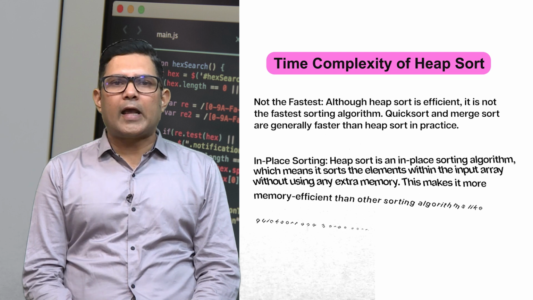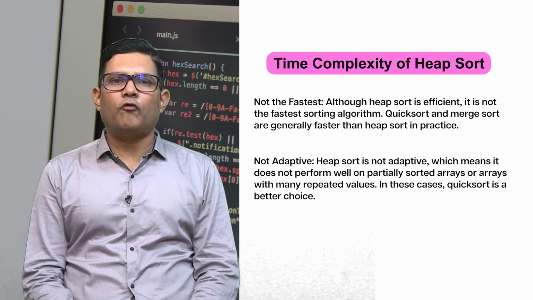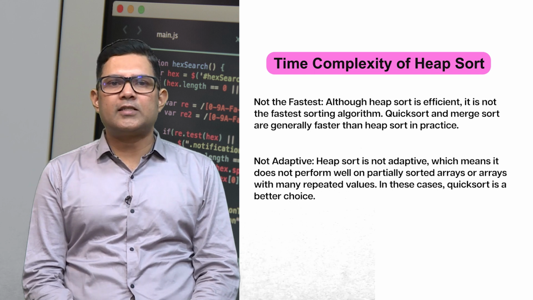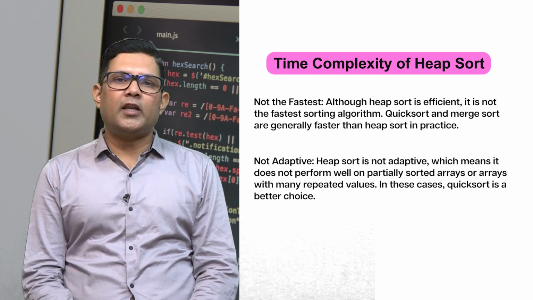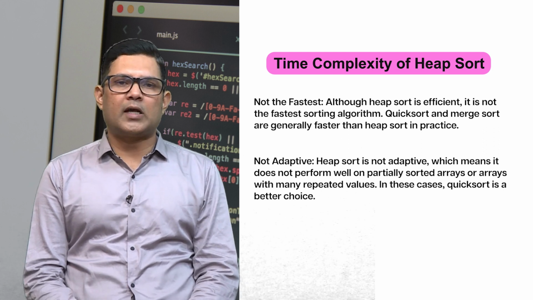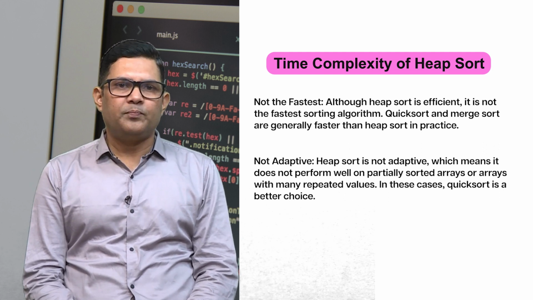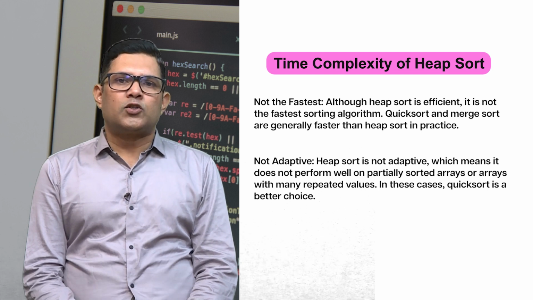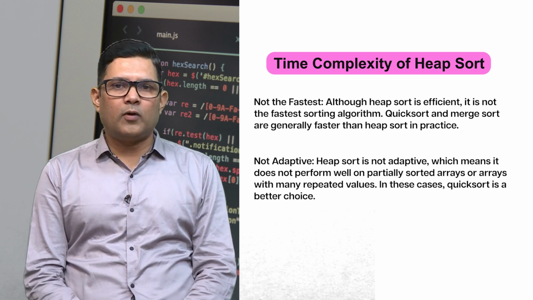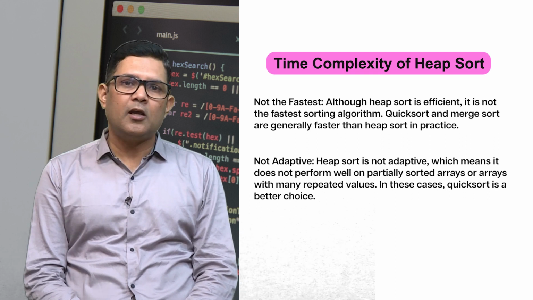Second, it is not adaptive. Heap sort is not adaptive, which means it does not perform well on partially sorted arrays or arrays with many repeated values. In these cases, quick sort is a better choice. Whenever a problem is given in which a large number of repeated values are present, we will prefer quick sort over heap sort, because heap sort is not adaptive. Suppose 10 or 12 elements are given, and 50% of the elements are already in sorted sequence. That means some elements are partially sorted.